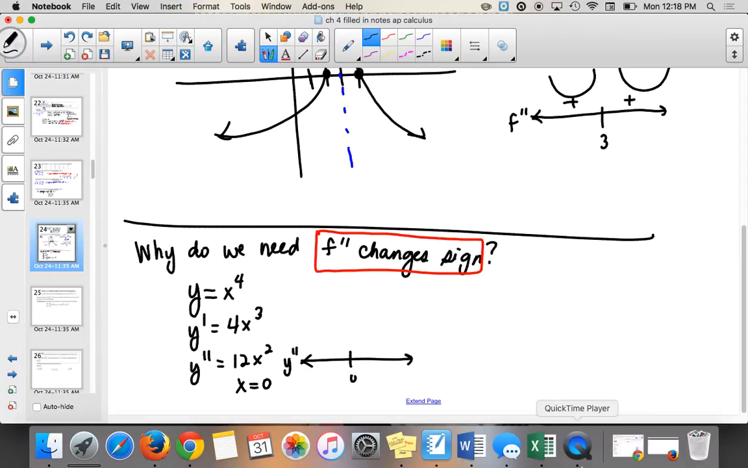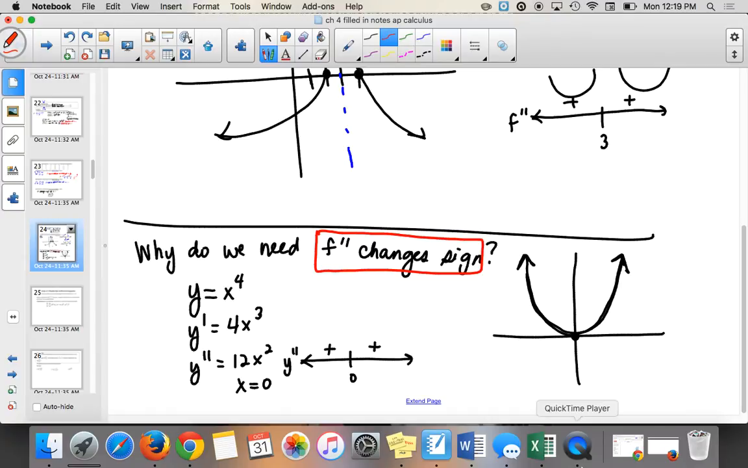And when I put 0 on my number line and I test the left and the right, if I plug -1 into the second derivative, what do I get, positive or negative? Positive. If I plug in 1 into the second derivative, positive or negative? Positive. What does x to the fourth look like? It looks like x squared, kind of. Not really a W because there's no minus x squared part. It looks like this. So it's always concave up. It never changed to concave down. That 0 is just a minimum. There was no point of inflection there.